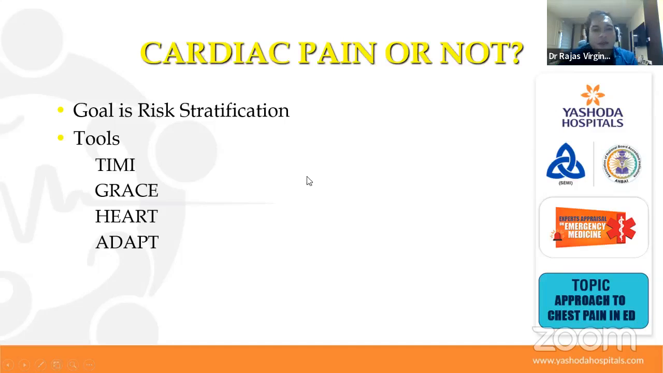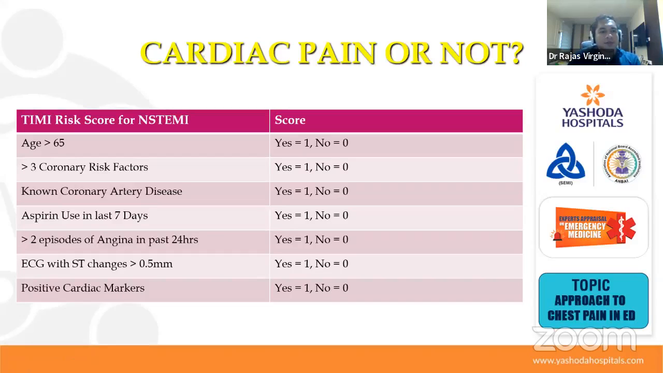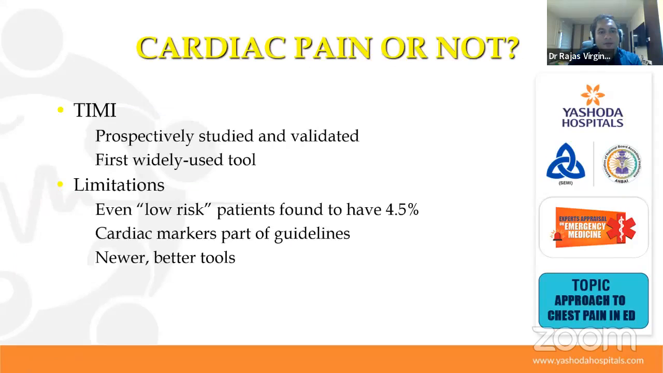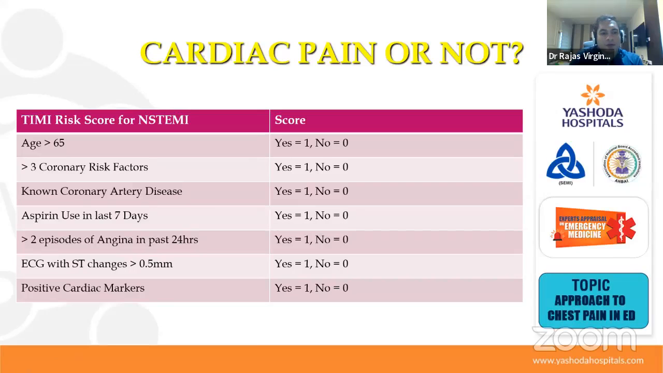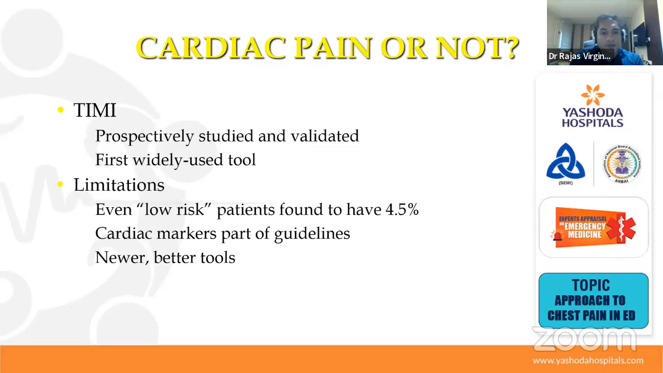In terms of cardiac pain, it's really important to do a good risk stratification. Some of the tools that we have are these validated scores. This is the TIMI risk score for non-STEMI. It's a prospectively studied and validated tool, but it's got some limitations where you have to have positive cardiac markers as part of the guidelines, and even low risk patients were found to have a risk of almost 4.5%.